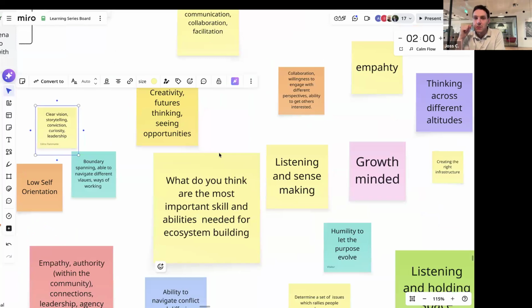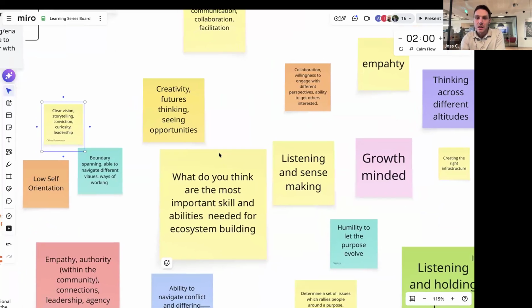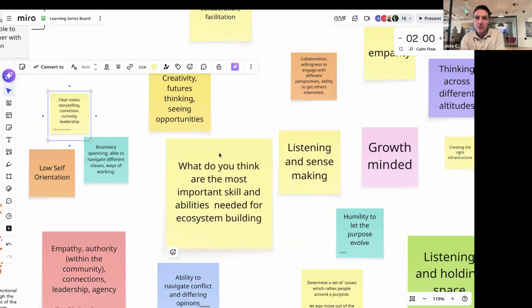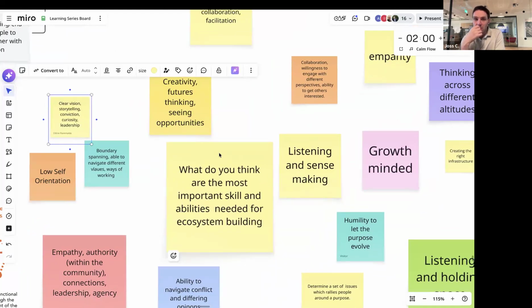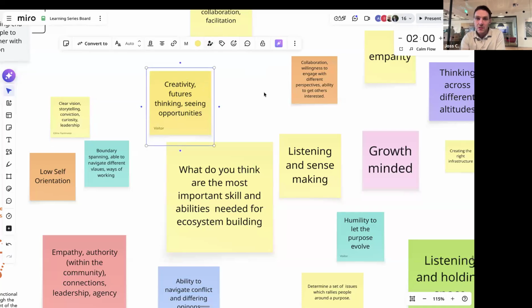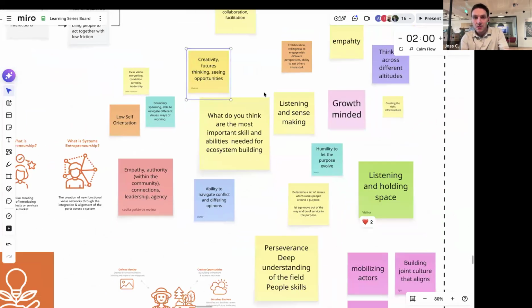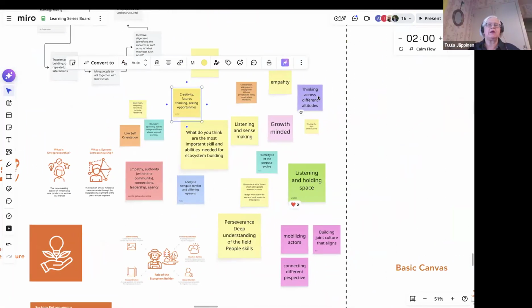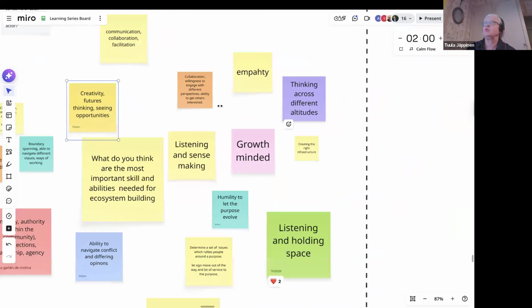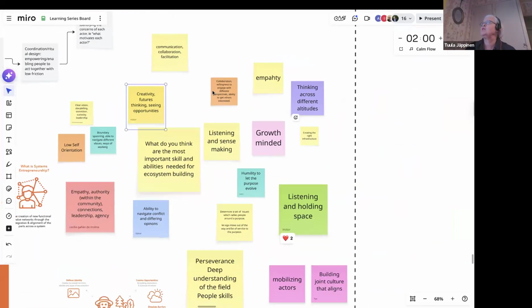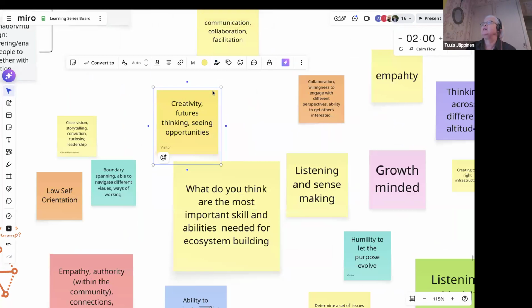Collaboration, willingness to engage with different perspectives, ability to get others interested, creativity, futures thinking, seeing opportunities. Anybody want to talk about this one? It was mine. So you have to be a storyteller, like Celine said, but you also have to sell an idea of the better future, so you can get others to the boat and start rowing.